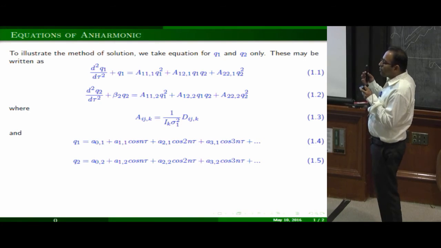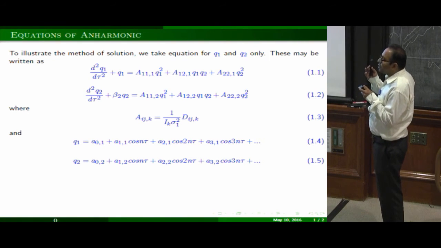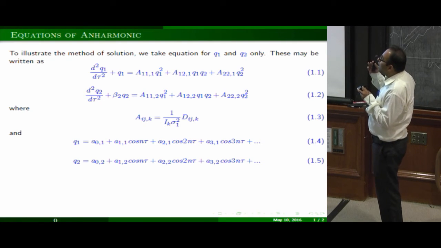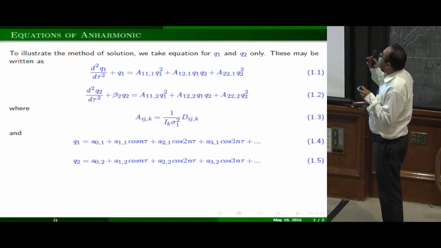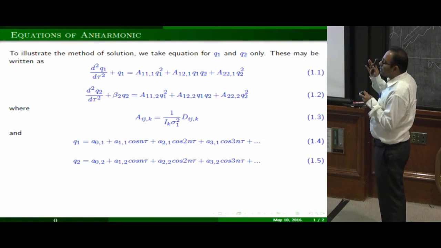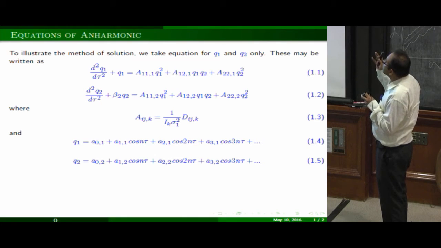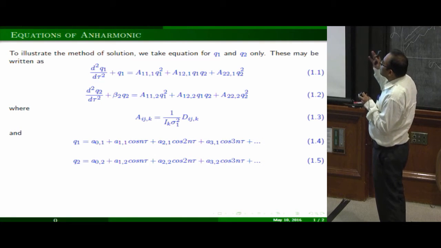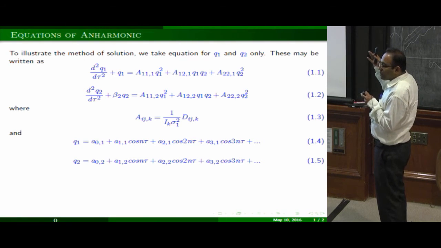By using the theory of Rosseland in 1949, I have developed the equation of anharmonic oscillation for a polytrope model of a star of index 1.5. There are two equations. These are partial differential equations that I have developed. To solve these equations, I have taken the functions q1 and q2. This is called a cosine Fourier series.